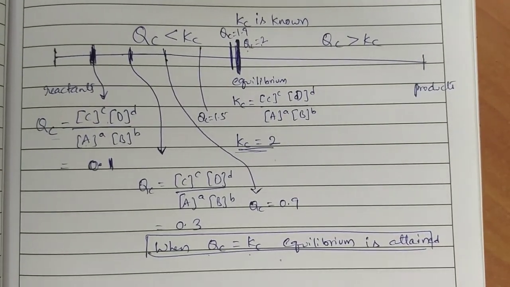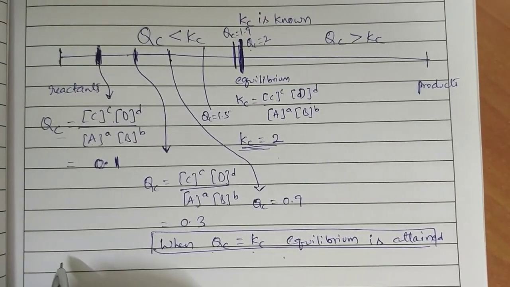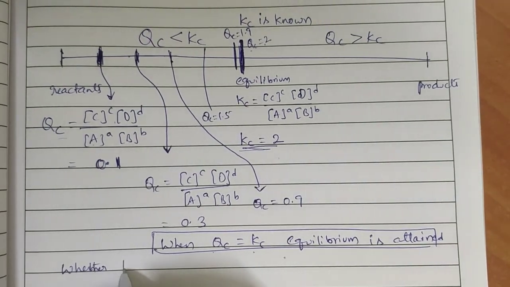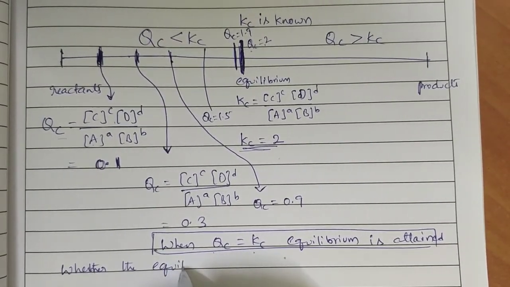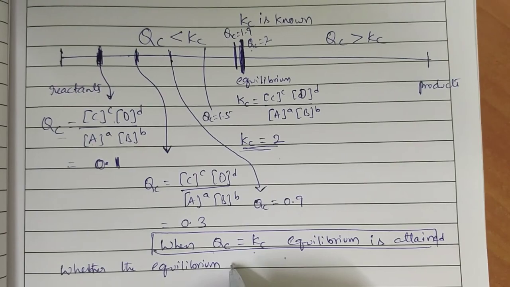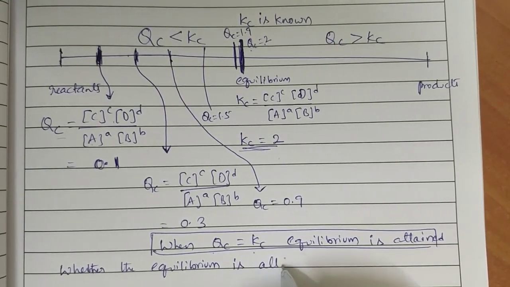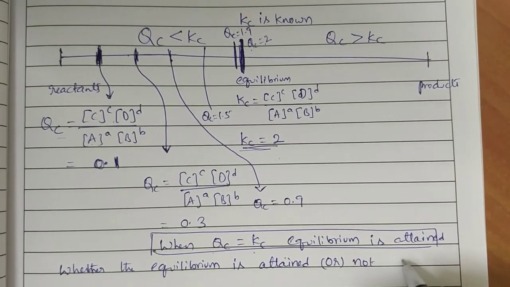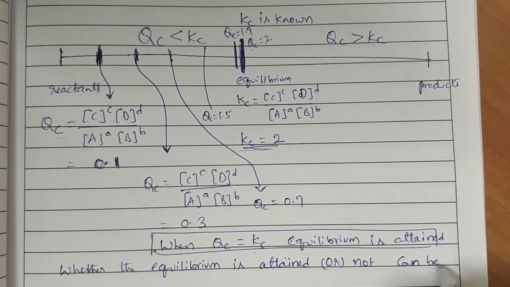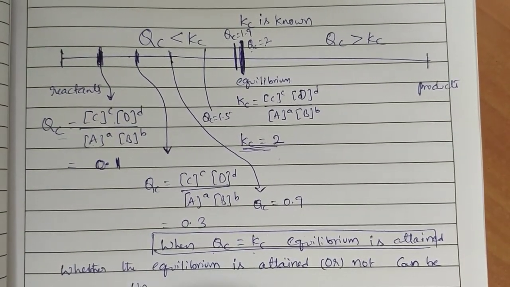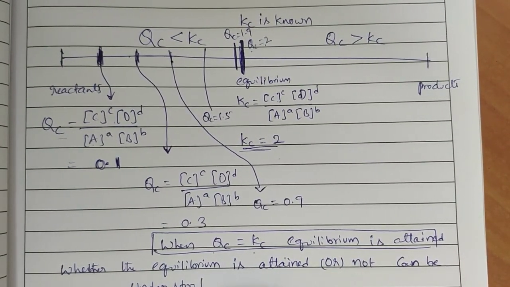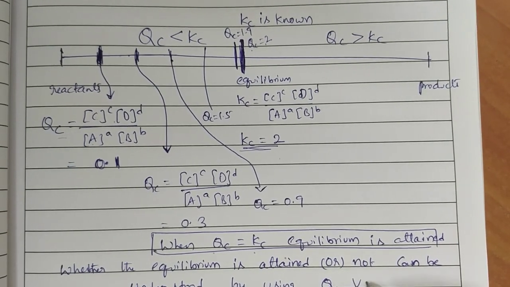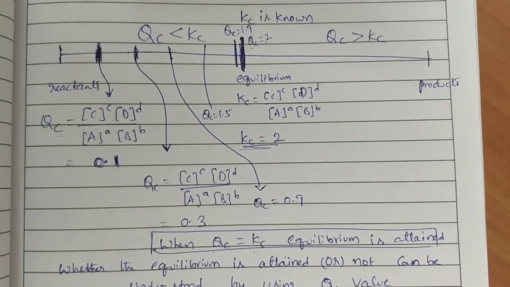Then what is the use of this reaction coefficient? The use of the reaction coefficient is whether the equilibrium is attained or not can be understood by using QC value. Then how?